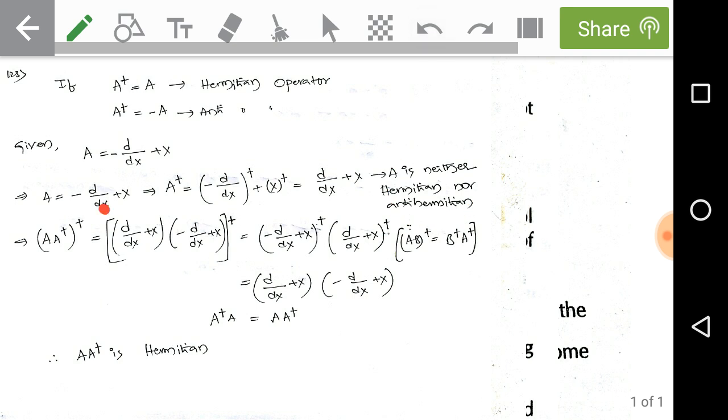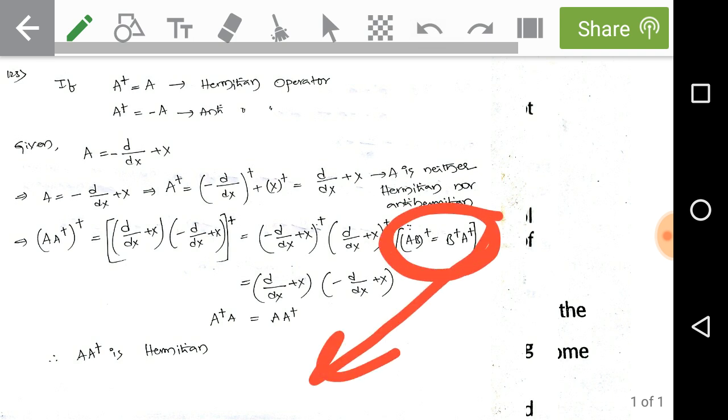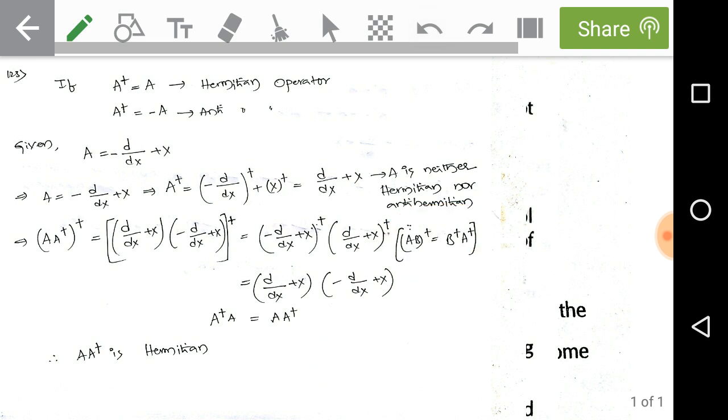Now just take the adjoint of A and A. Just observe it, and by taking the expressions we can get simply adjoint of A into A is equal to A into adjoint of A. So this simply indicates that A and adjoint of A is Hermitian. Whenever we observe this relation, that's simply considered as Hermitian.